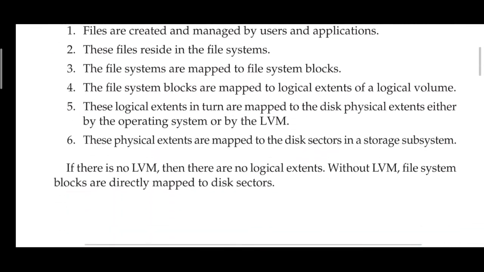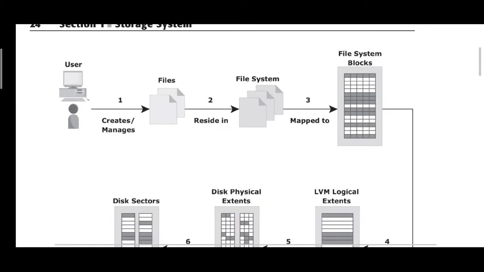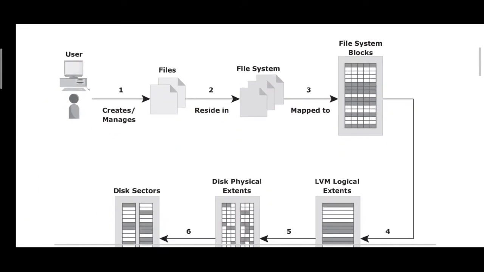One diagram is given here. So this is the diagram of file system. User creates the file, creates as well as manages. Manages stands for copy or update or delete, whatever. User creates or manages the file. The files reside in file system. Step number 2 you can see. Step number 3, these files are mapped onto the disk. File system blocks they are called as.